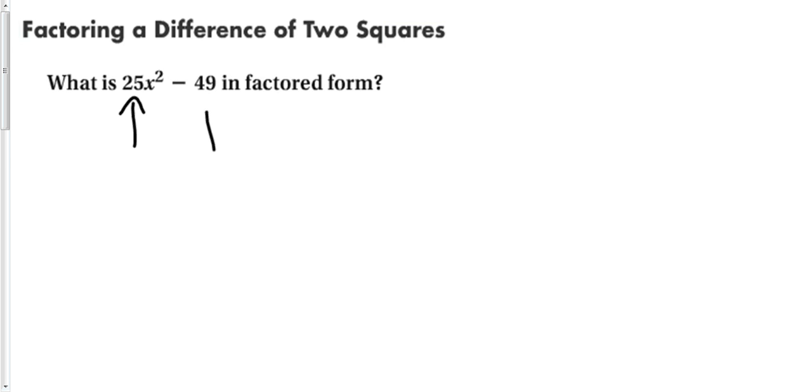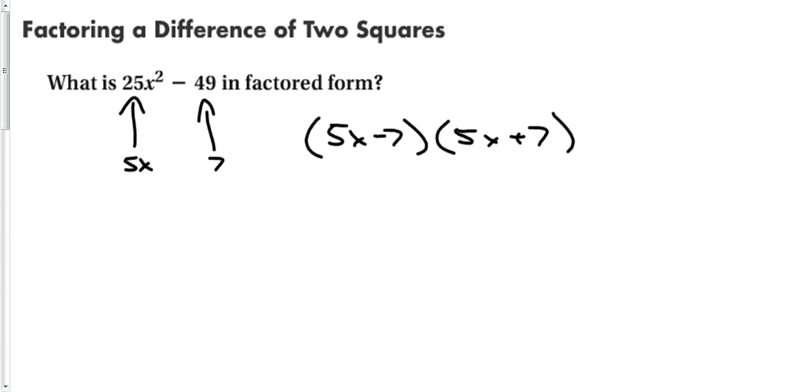So let's take a look. Are these two perfect squares? The answer is yes. That's 5x times 5x, and that is 7 times 7. So when I factor this, because it's the difference of squares, it factors as 5x minus 7, 5x plus 7. And that is 4-4, factoring quadratic expressions. Sorry for the mistake earlier.